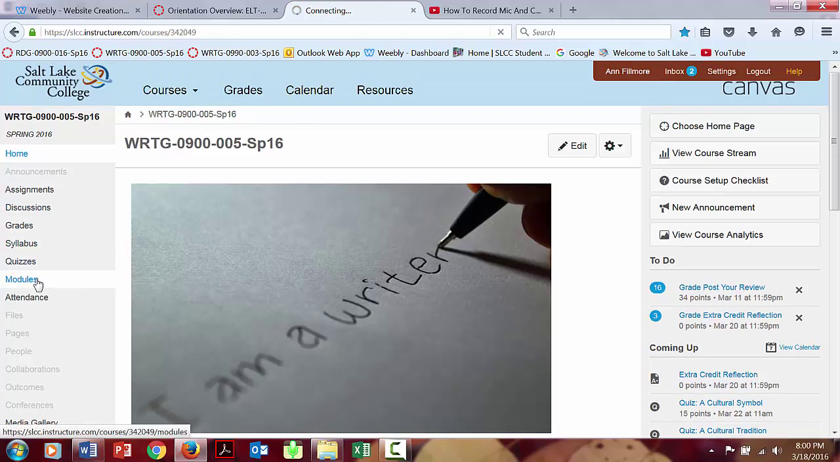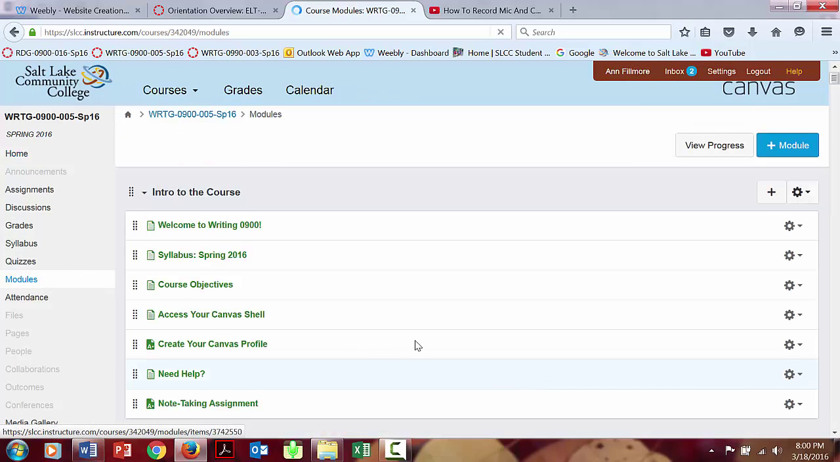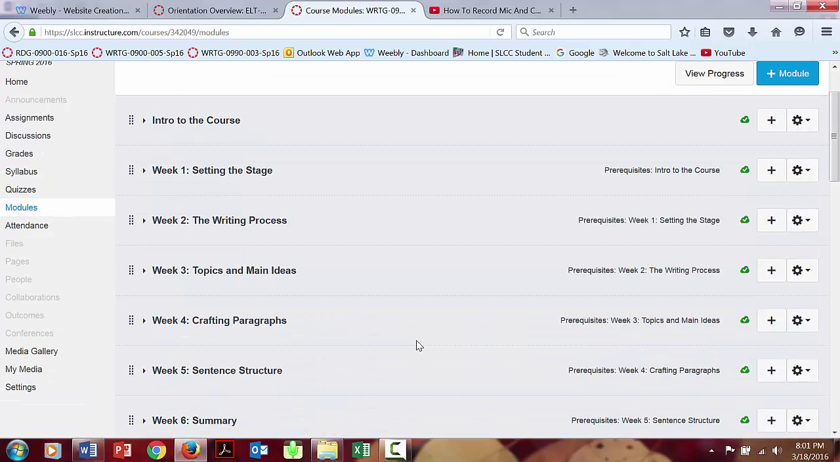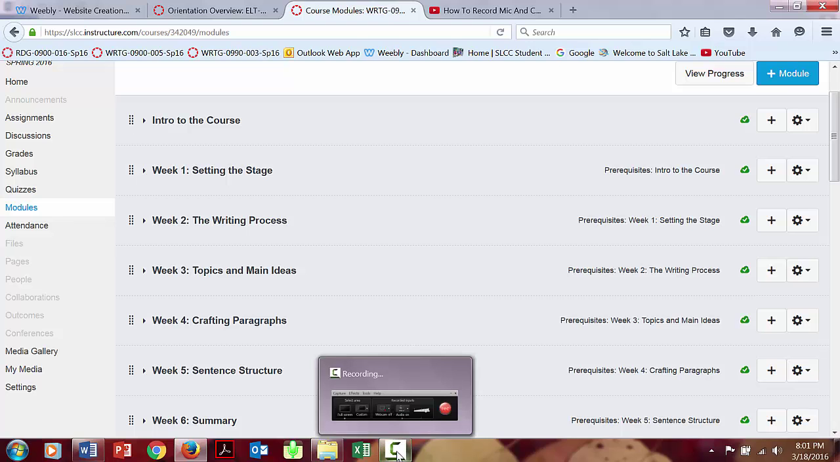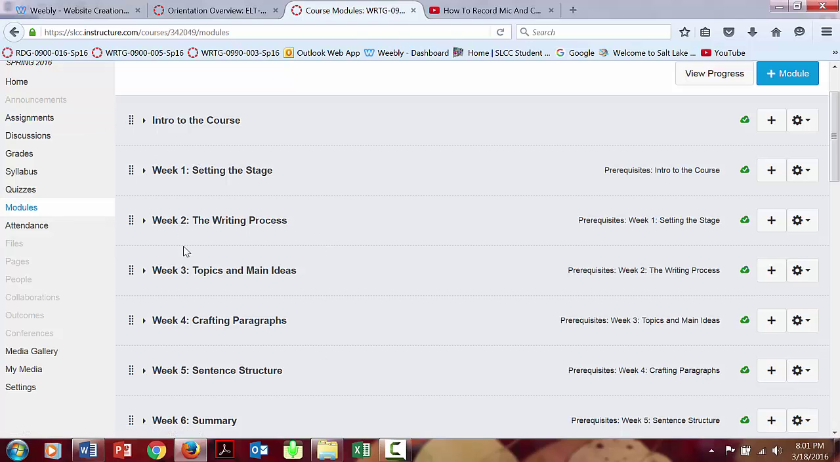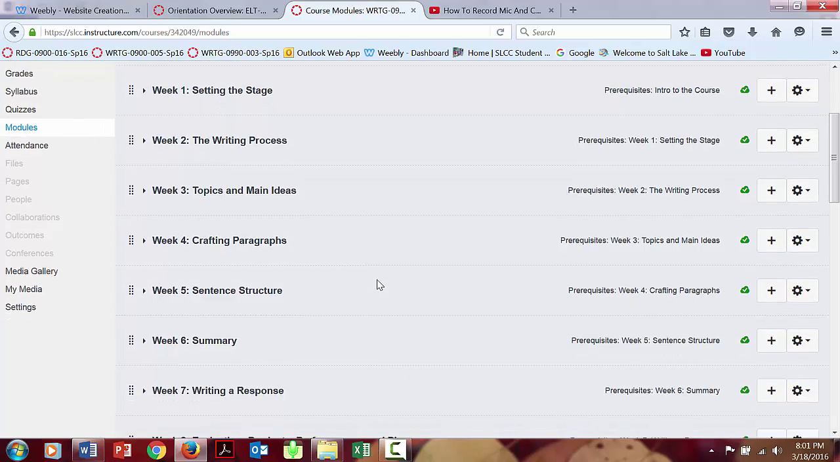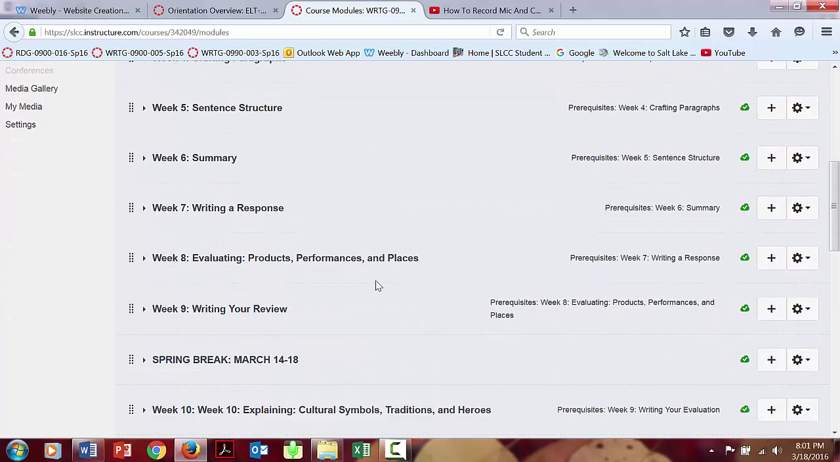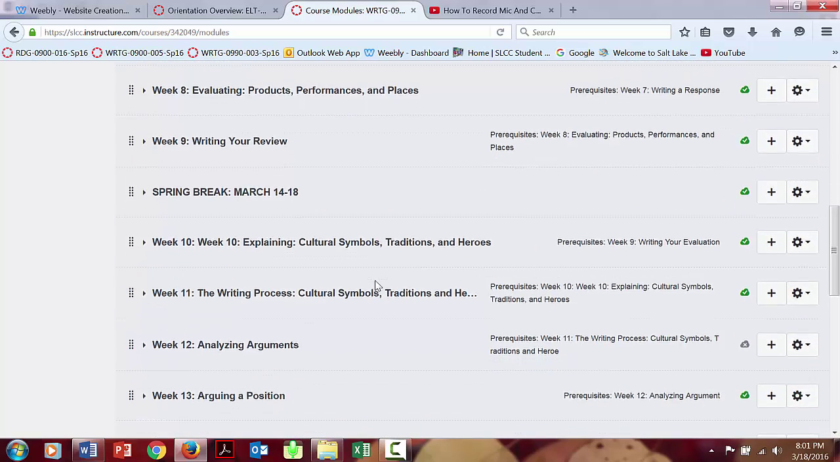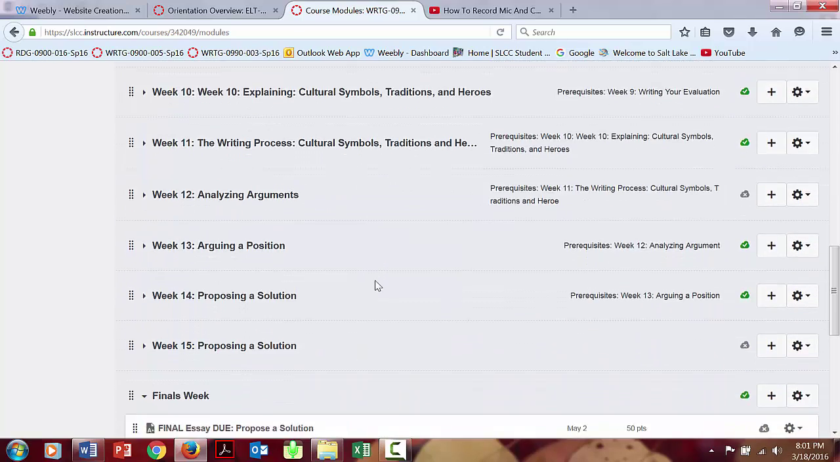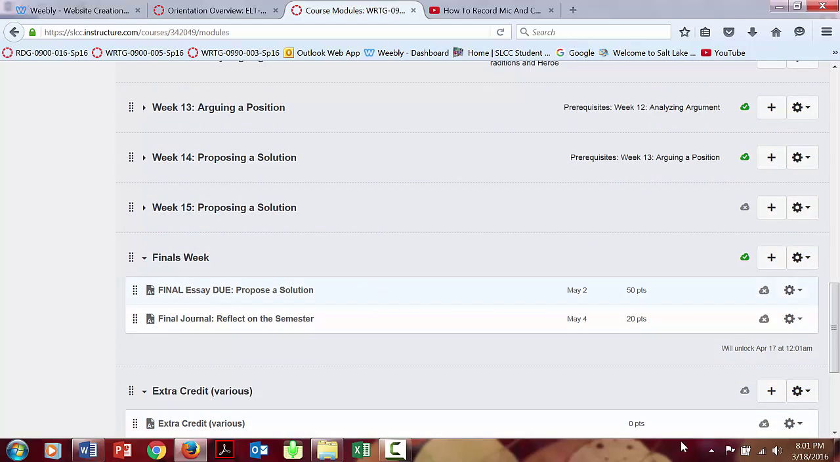What I've done is I've organized the whole semester into weekly modules. They're collapsed right now, so it gives you just the skeleton outline here. So you can see I have everything divided into weeks. I tried to do this all using backwards design, so kind of starting at the end, but this brings you through to the final essay, which is proposing a solution to a problem.